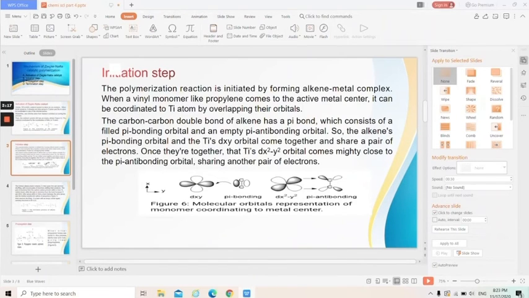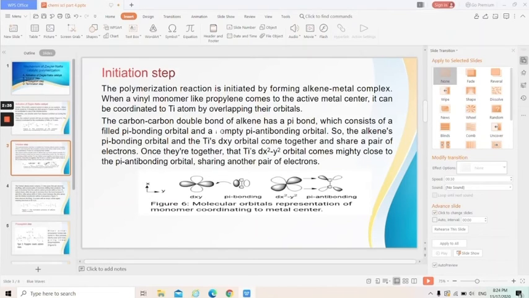Second step, the initiation step. The polymerization reaction is initiated by forming an alkene-metal complex. When a monomer like propylene comes to the active metal center, it can be coordinated to the titanium atom by overlapping their orbitals. As shown in Figure 6, there is an empty dxy orbital and a filled dx2-y2 orbital in the titanium outermost shell, while the other orbitals are not shown here.